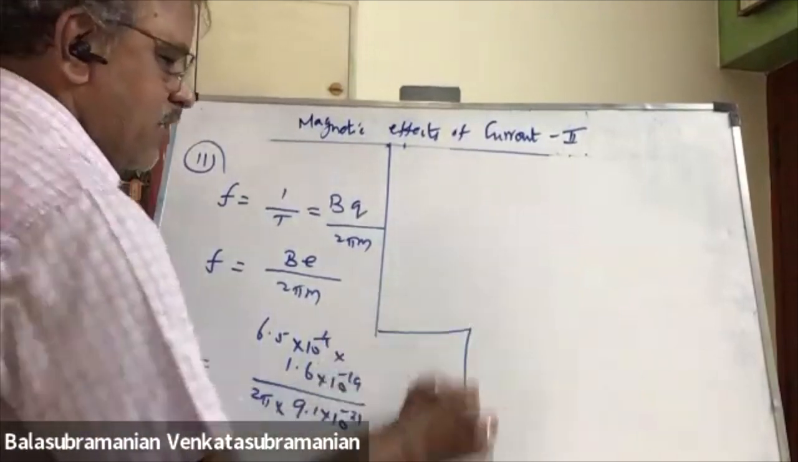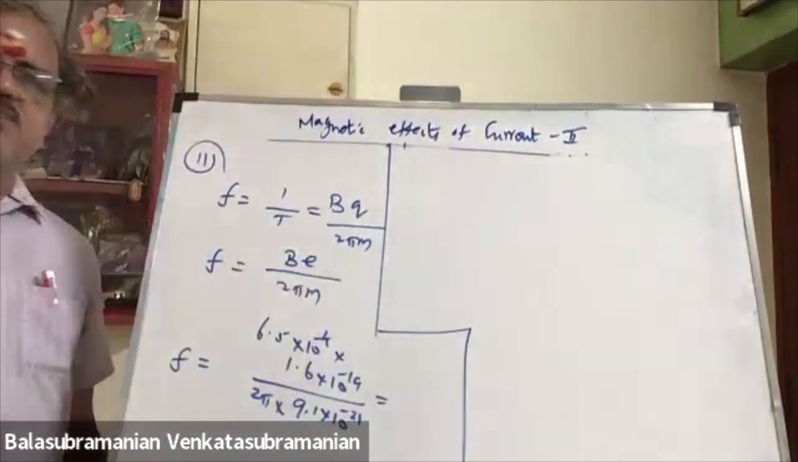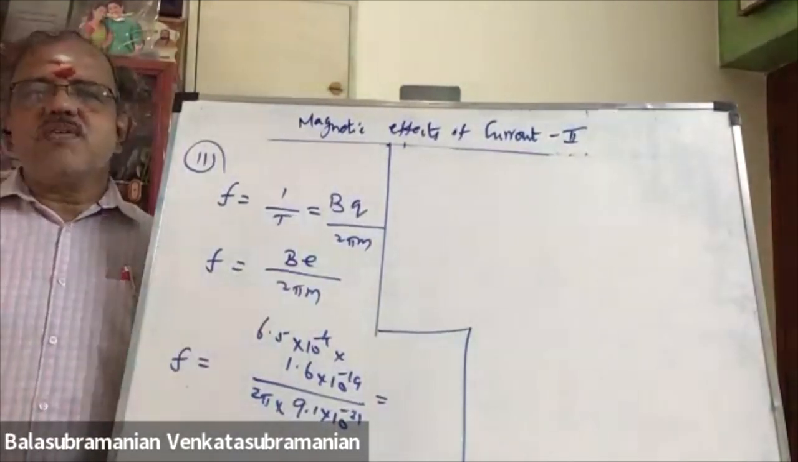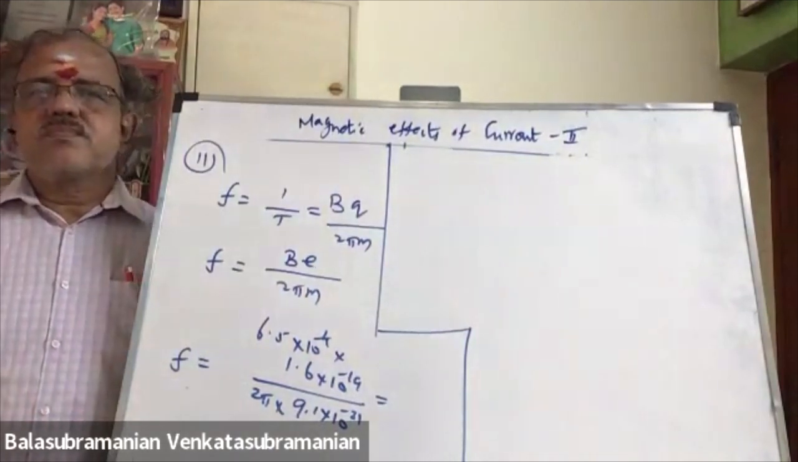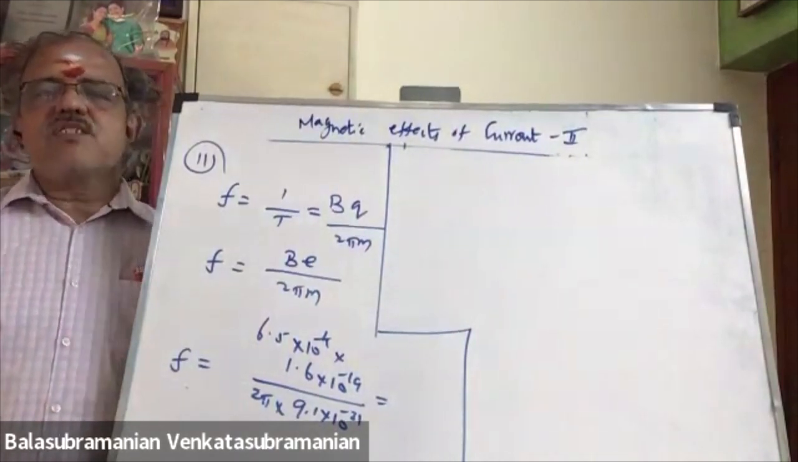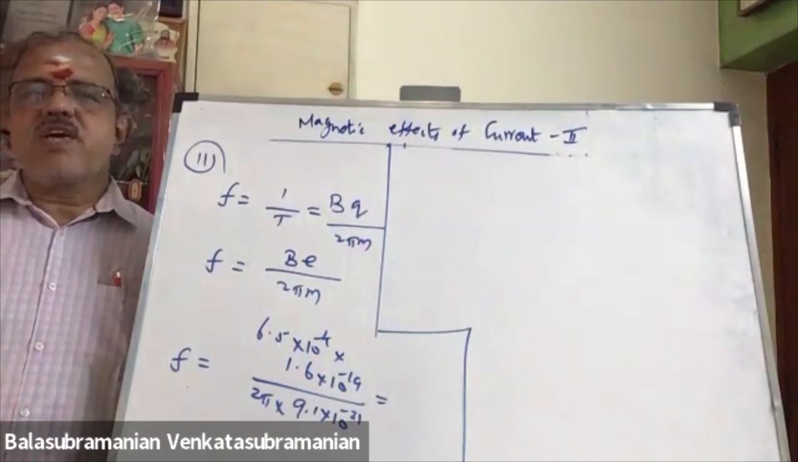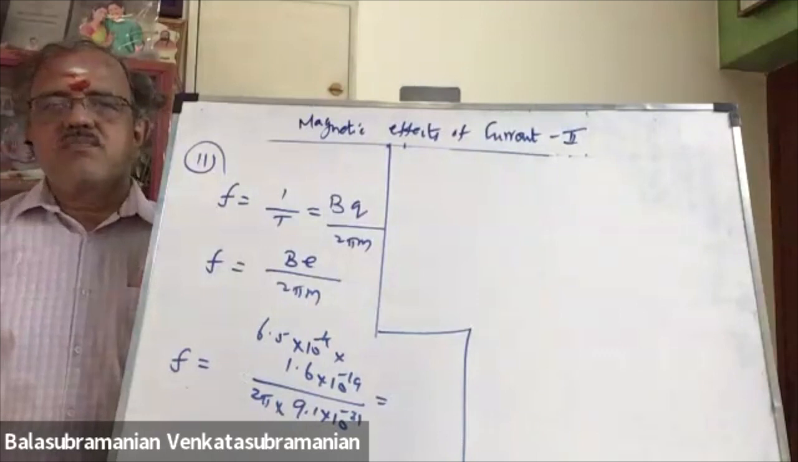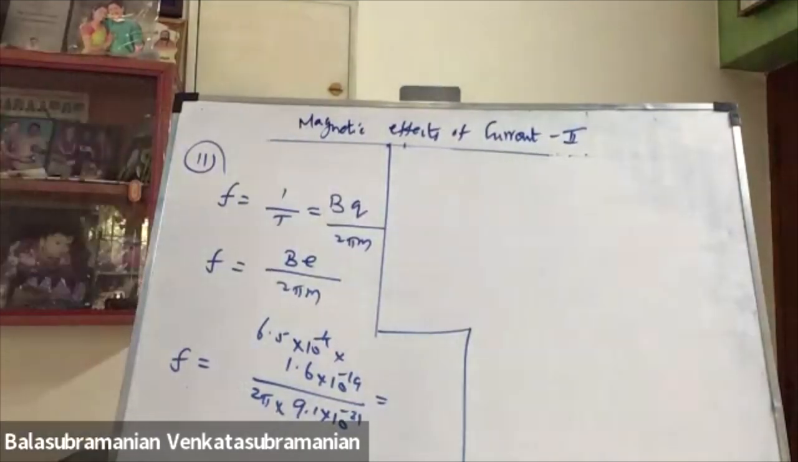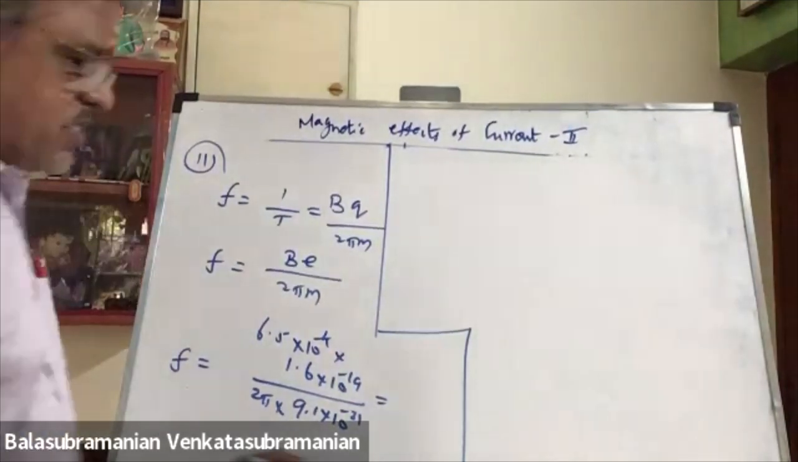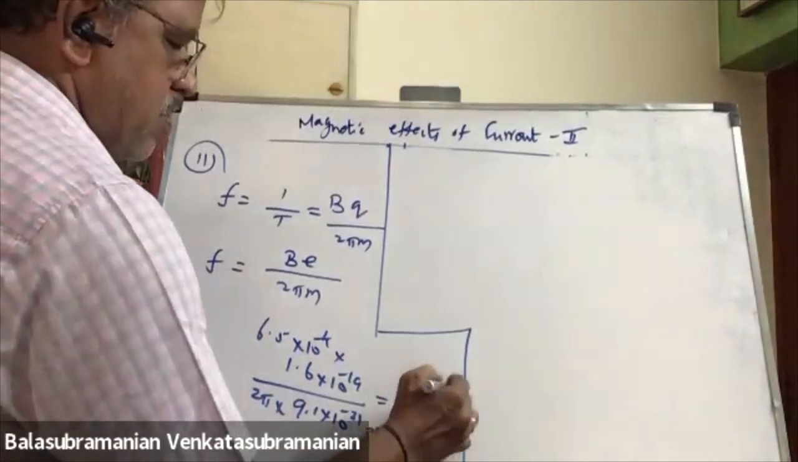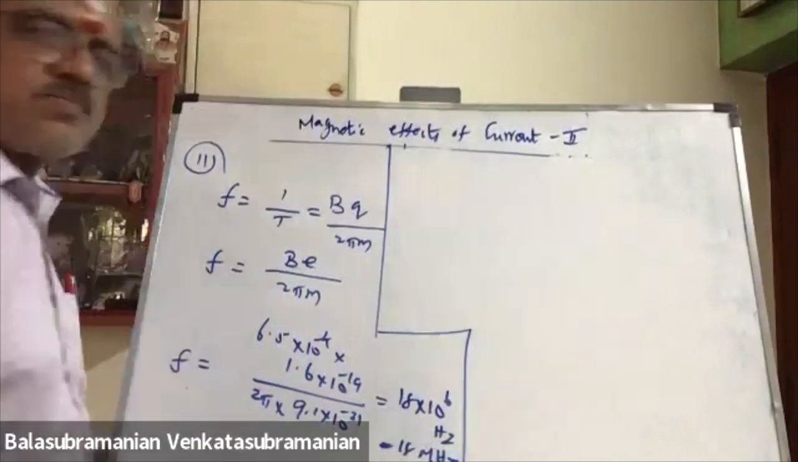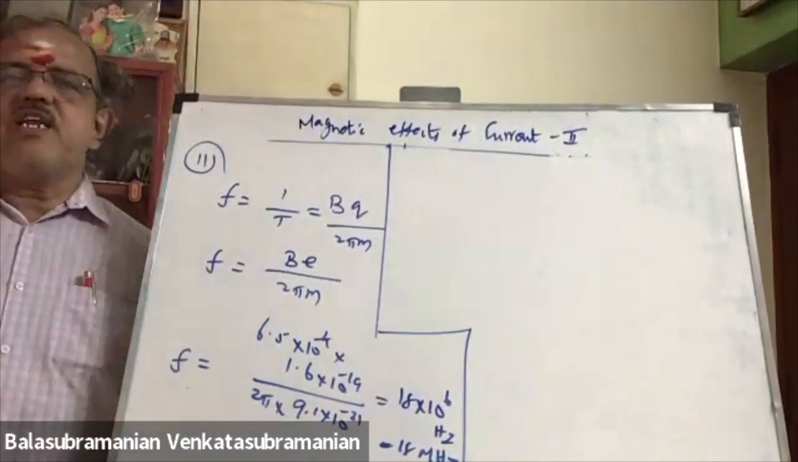This formula is independent of speed. BE by 2 pi m, it has got no connection with the speed. So directly we have to substitute the formula and calculate the frequency. No, it does not depend upon the speed of the electron. The answer is 18 into 10 power 6 hertz. 18 megahertz.